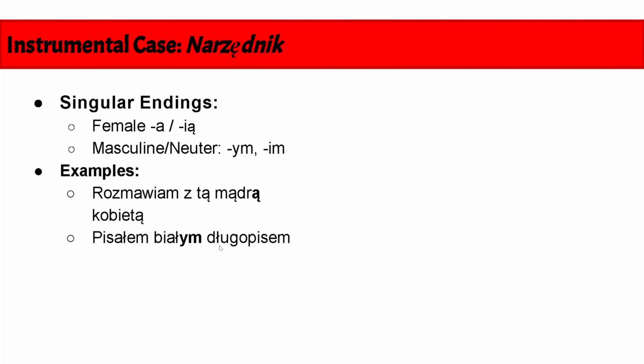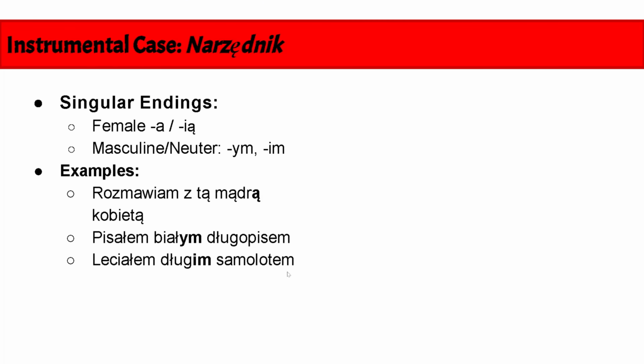Pisałem białym długopisem. I was writing with a white pen. Długopis, masculine. It's in the narzędnik. So we have długopisem. That is left alone now because we've taken the case of the noun. But we now have to do the same with the adjective. Again, długopis is masculine, so we apply the masculine narzędnik ending to the adjective, taking ym or im, and in this case, it would be białym długopisem. Pisałem białym długopisem.